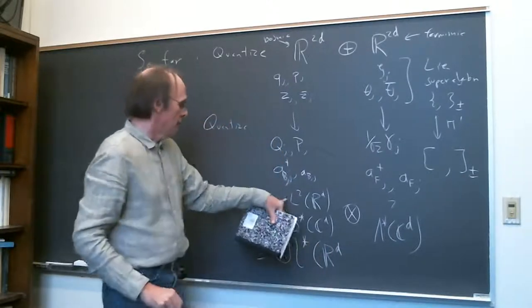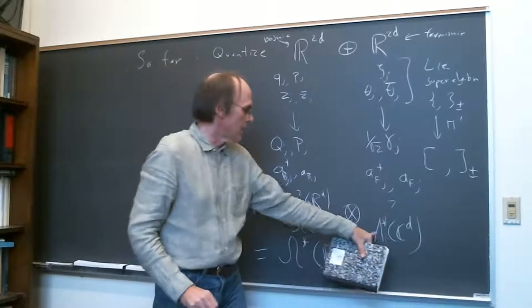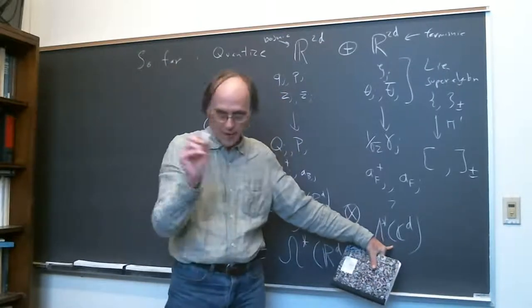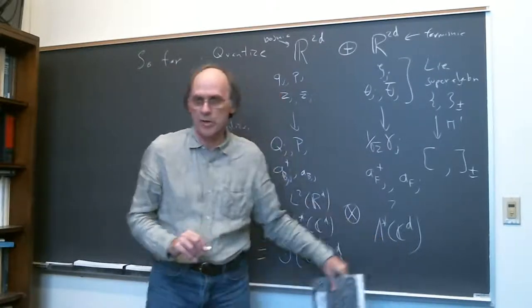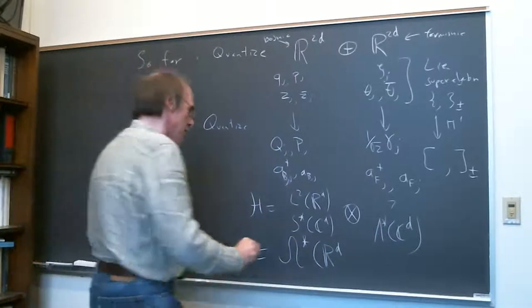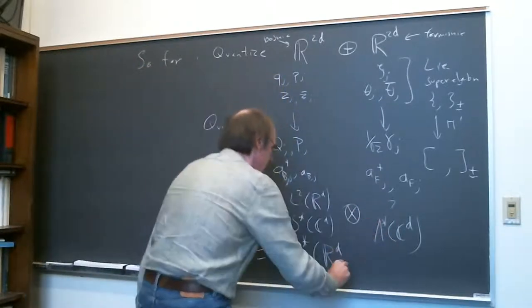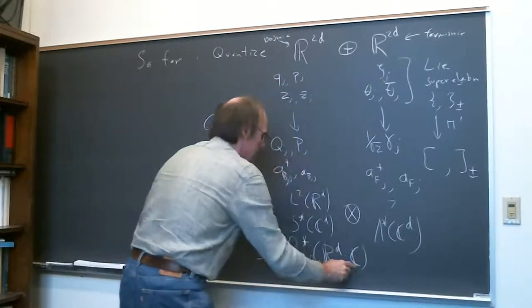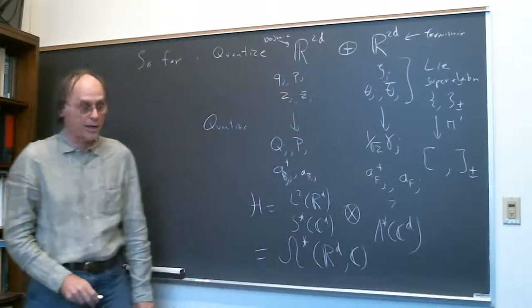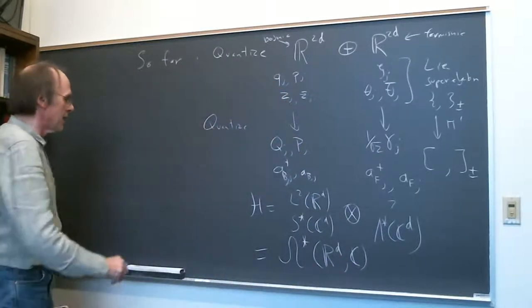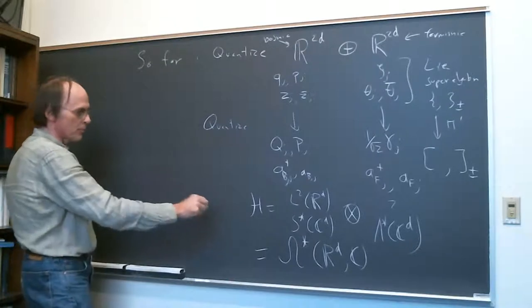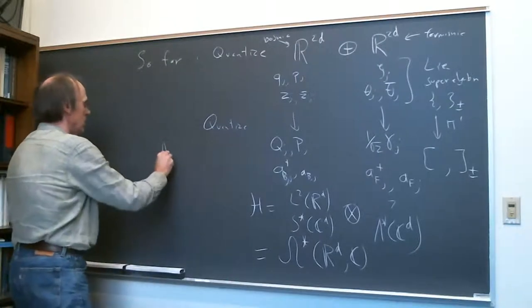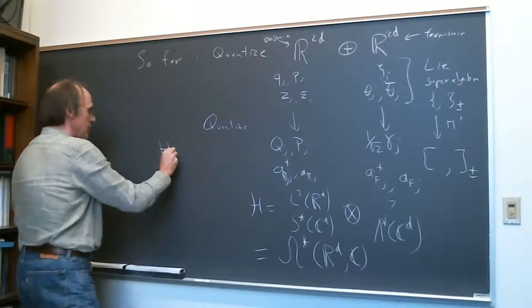It's functions on RD tensored with this finite dimensional algebra of these anti-commuting gadgets. And these are complex valued, so it's complex valued differential forms on RD. And the other thing that you have, acting on this, is the Hamiltonian.